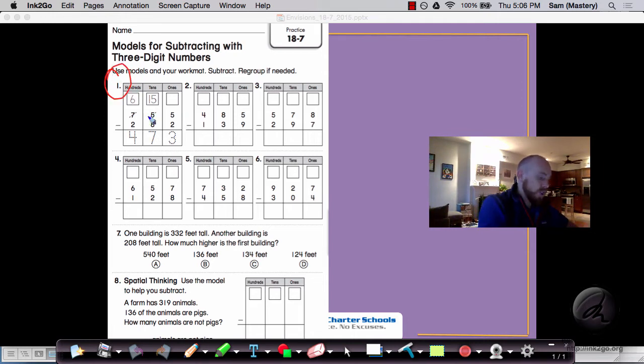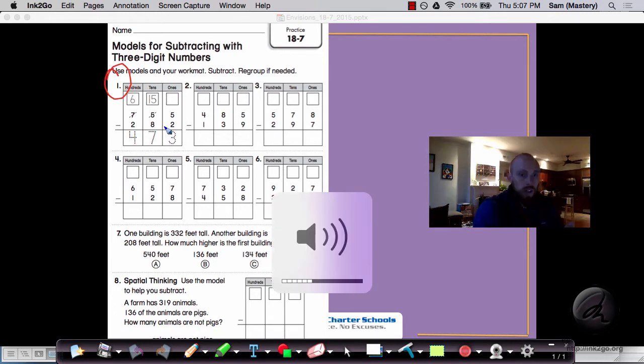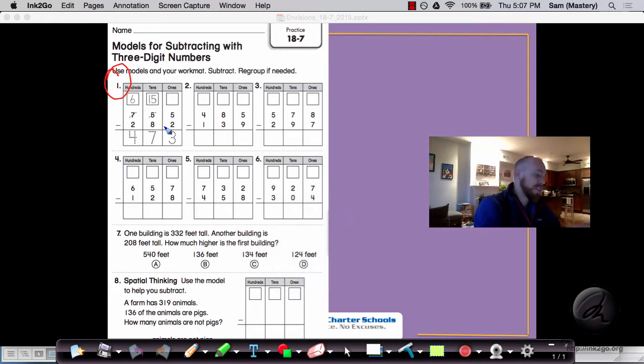Problem number 1, well, this shows you an example. It says 755 minus 282. All right. So we know that we're going to start by looking at the ones place. The ones place is worth the least amount. It's going to be easiest if we start there. So let's look at what we've got there. We've got 5 minus 2.